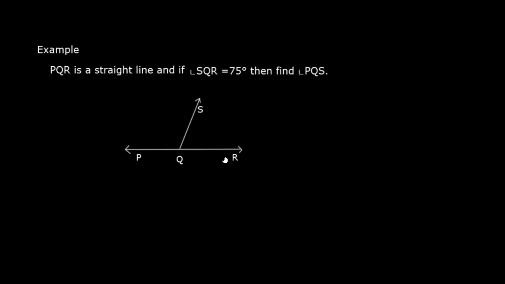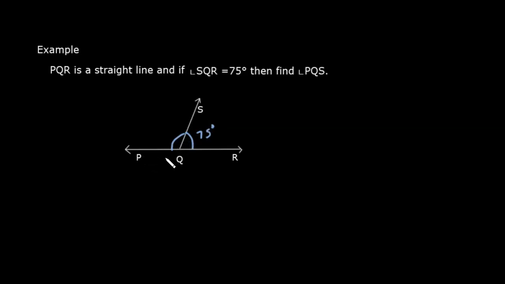Here PQR is a straight line and QS ray stands on it. And we are given that angle SQR, this angle, is 75 degrees. And we have to find angle PQS. Now PQR is a straight line and we are given angle SQR as 75 degrees, and we have to find angle PQS, this angle.